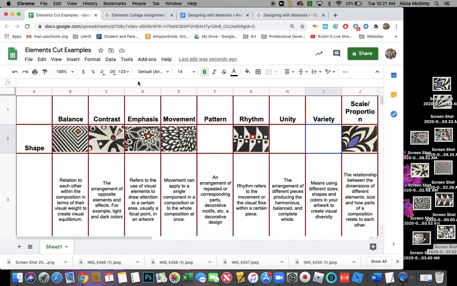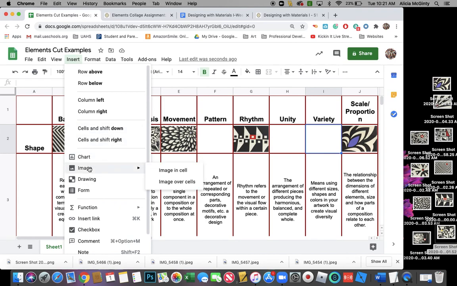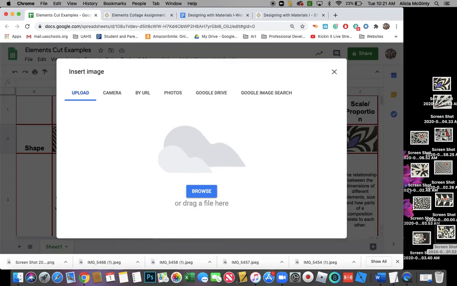So I'm going to go into the variety square, image, insert, drag and drop.